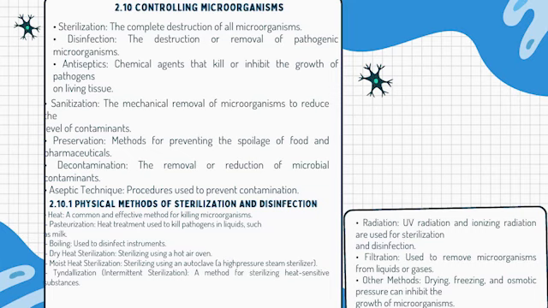To control microorganisms, we use methods like sterilization, completely destroying all microbes, disinfection, removing or killing pathogens, antiseptics, killing microbes on living tissues, and sanitization, reducing microbial contamination. Physical methods include heat or pasteurization, boiling, radiation, UV and ionizing, and filtration.